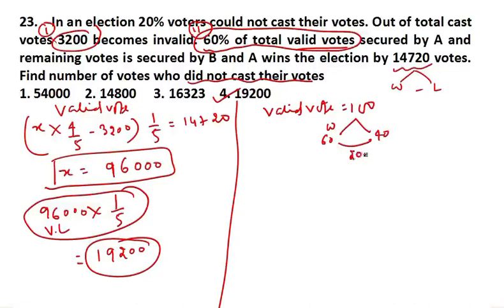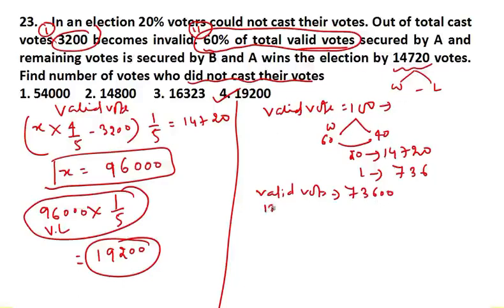Their difference is 20, but in the question their difference is given as 14720. So what will 1 represent? 1 will represent 736. If 1 represents 736, then my valid vote will be 73600. If this is 73,600, what is the invalid vote? Invalid vote is 3,200. So just add, and we get 76800. Now this becomes my vote cast.